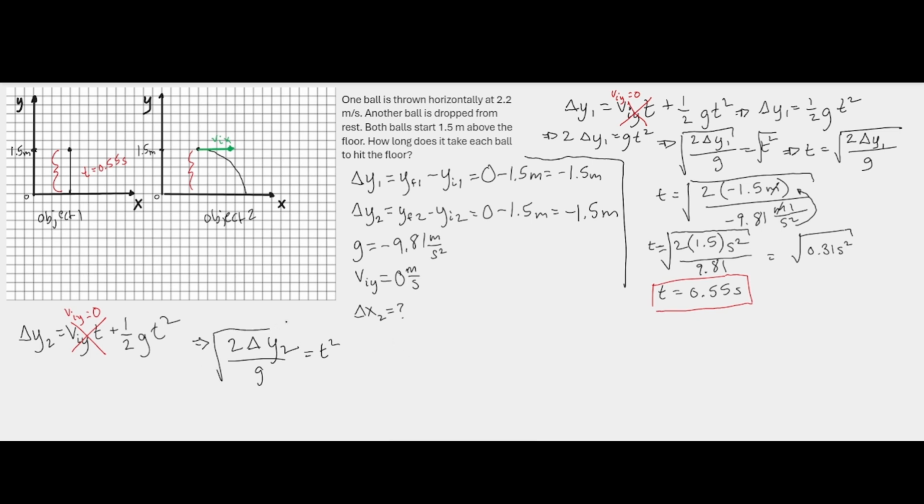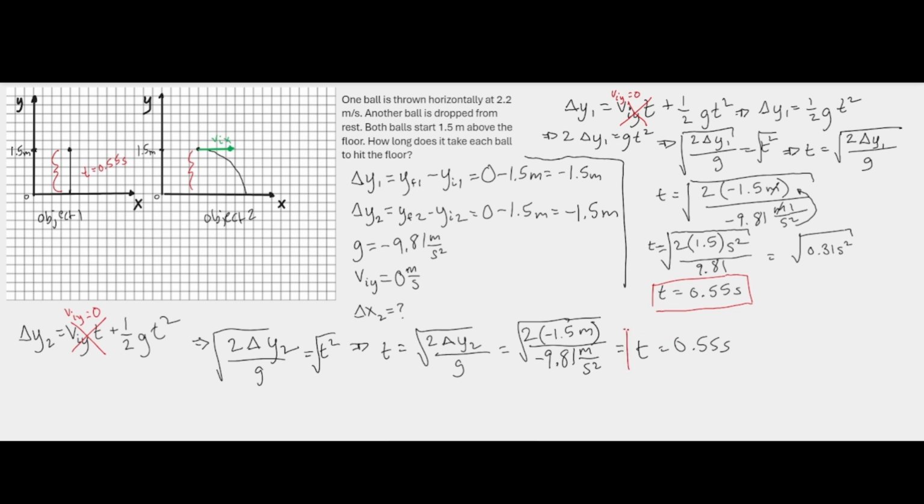And then I take the square root, just like we did previously. t is equal to the square root of 2 delta y2 over g. These values then are 2 times negative 1.5 meters divided by negative 9.81 meters per second squared. It's the same exact value as right up here, and we see that t is equal to 0.55 seconds.